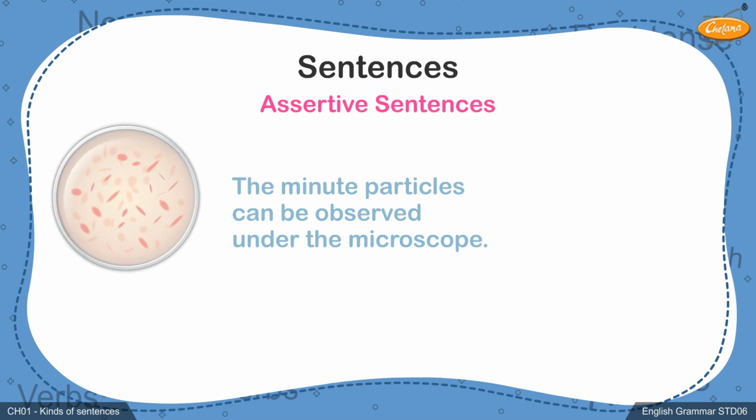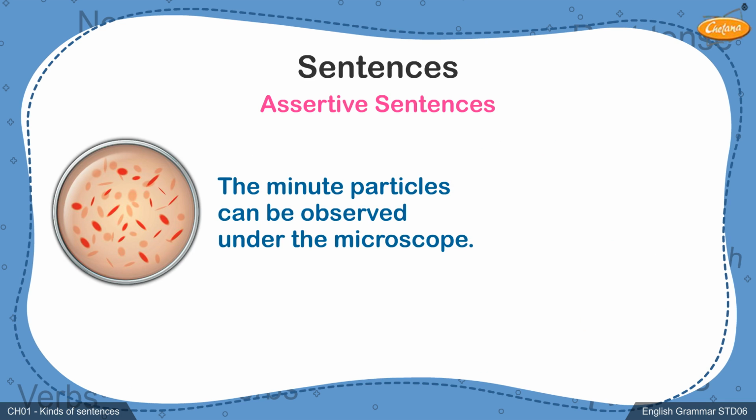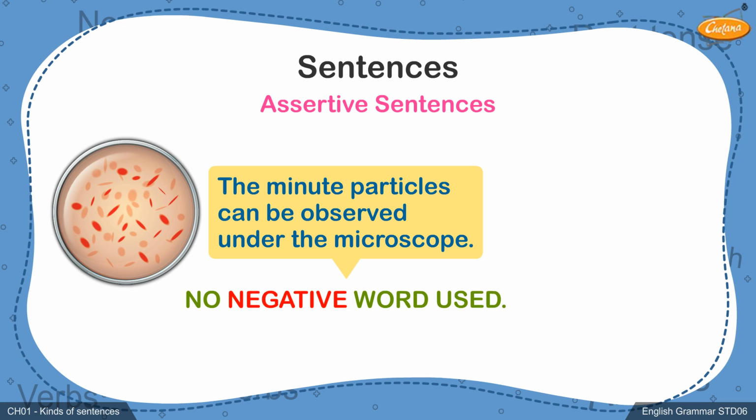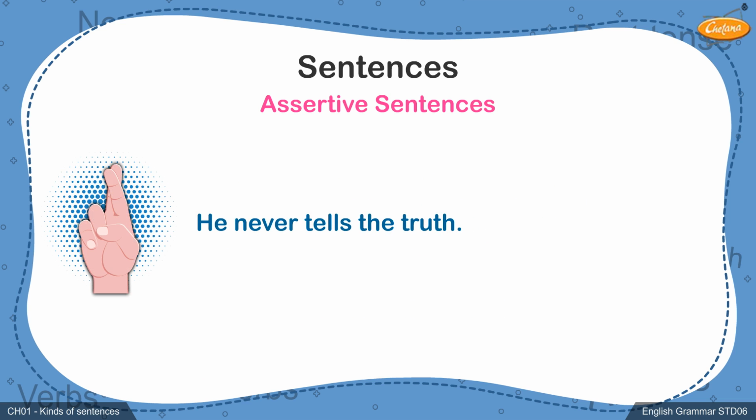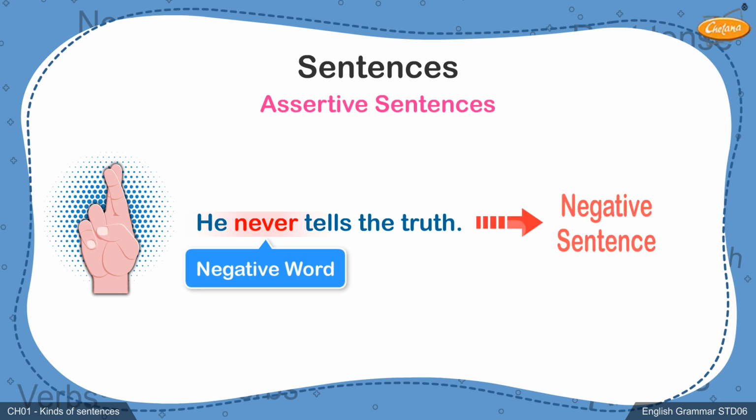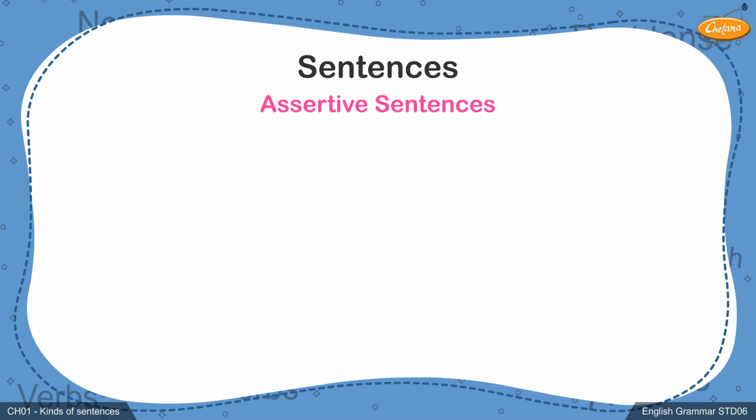For example, the minute particles can be observed under the microscope. This sentence does not contain any negative words and therefore it is an affirmative sentence. He never tells the truth. This sentence, however, contains a negative word, never, and hence it is a negative sentence.